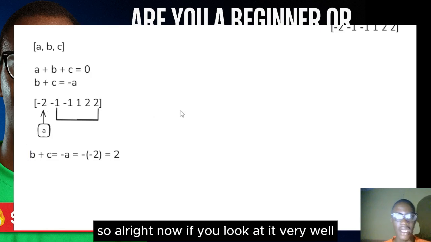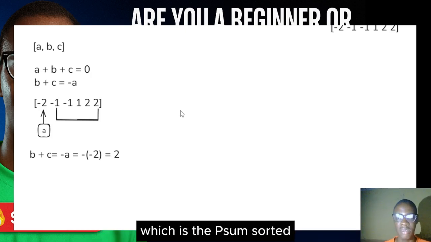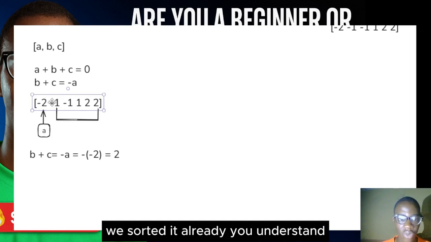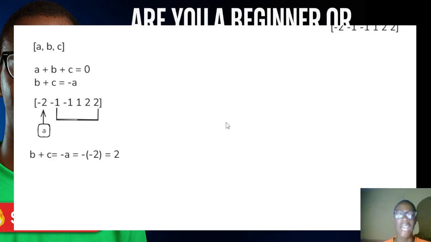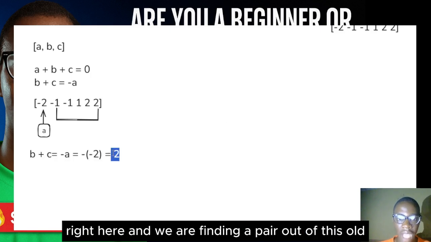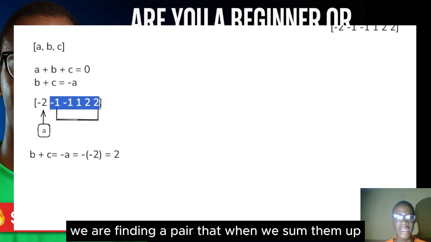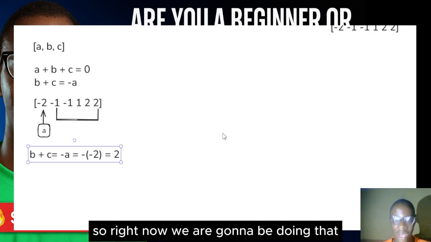Alright, now if you look at it very well, you see that it's similar to what we discussed last time, which is the pair sum sorted. Number one is that this is sorted, we sorted it already, you understand? So you see it's -2, -1, -1, 1, 2, 2, so it is sorted. And another thing is that now we have a target 2 right here, and we are finding a pair out of this whole list here that when we sum them up will give us this target 2. So right now we are going to be doing that.